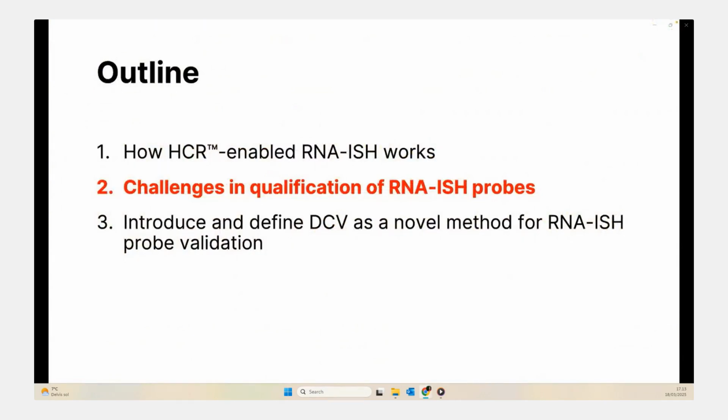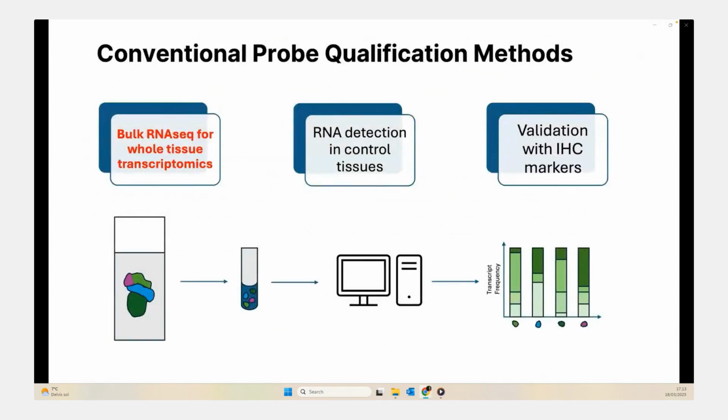And before diving into dual channel validation, it's important to understand some of the challenges that we face to qualify RNA-ISH probes using conventional methods. So one conventional method is bulk RNA sequencing for whole tissue transcriptomics. This method can tell you the transcript abundance, but the downside is you don't know where the targets are expressed. In other words, you lose spatial information for the target of interest.